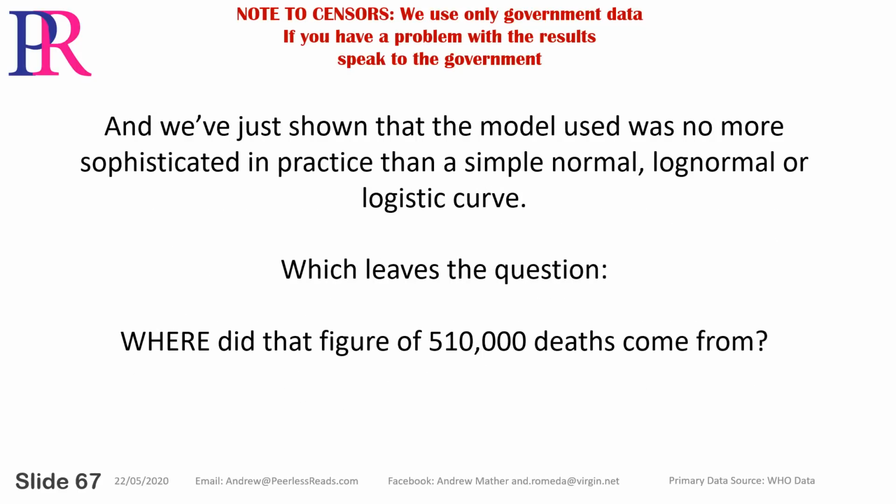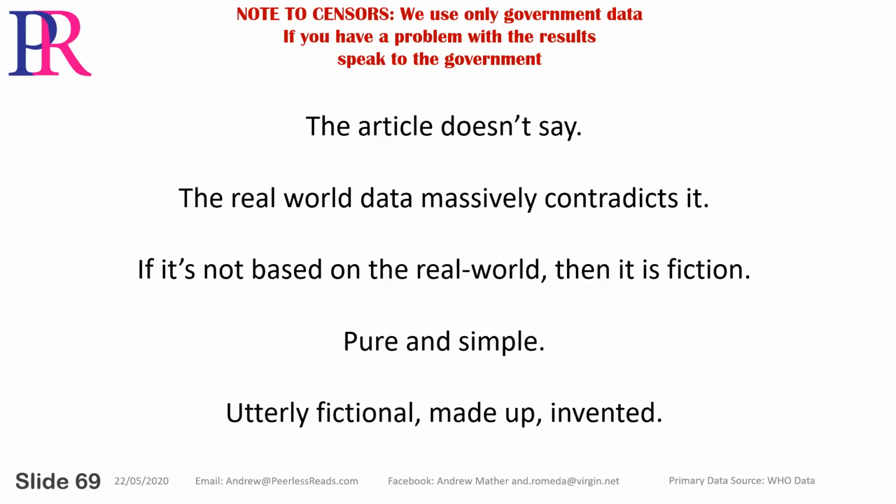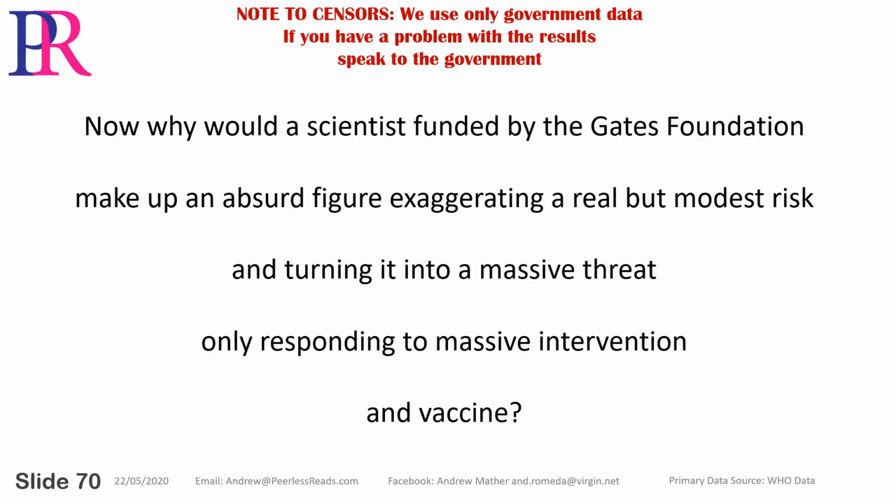And we've just shown that the model used was no more sophisticated in practice than a simple normal, log normal or logistic curve, which leaves the question, where did that figure of 510,000 deaths come from? The article doesn't say. The real-world data massively contradicts it. If it's not based on the real world, then it is fiction, pure and simple, utterly fictional, made up, invented. Now, why would a scientist funded by the Gates Foundation make up an absurd figure exaggerating a real but modest risk and turning it into a massive threat, only responding to massive intervention and vaccine?